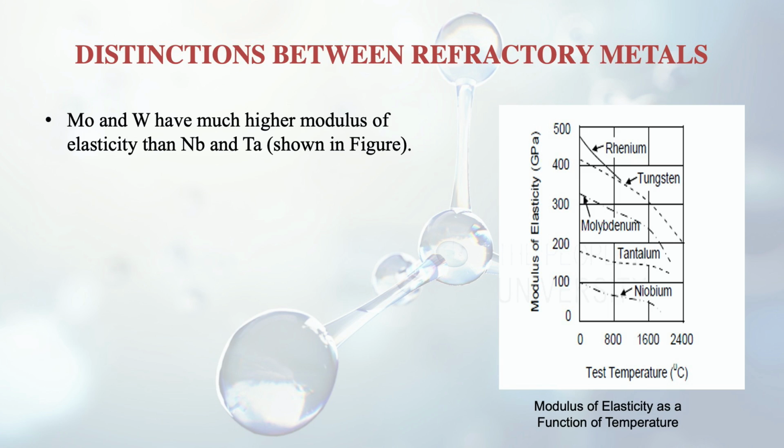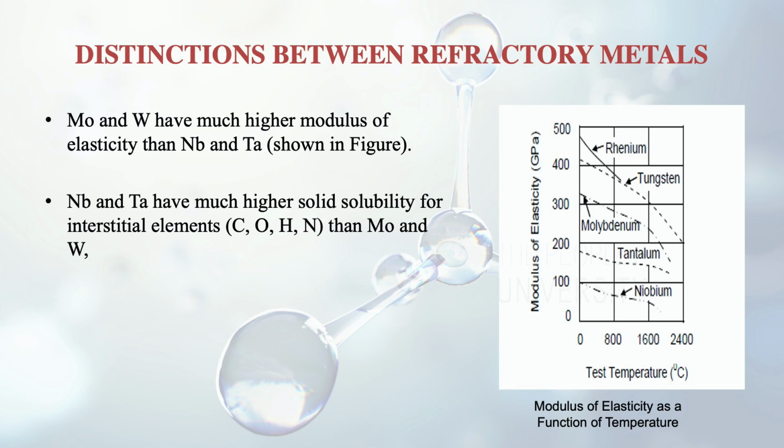So what are the distinctions between these refractory metals? The similarity was that they all have a very high melting point. But what's the difference actually? So we can see here that molybdenum and tungsten have a much higher modulus of elasticity than niobium and tantalum, and it is given in this figure also, which is being shown to you. So you can see here that Mo and W have higher modulus of elasticity than Nb and Ta.